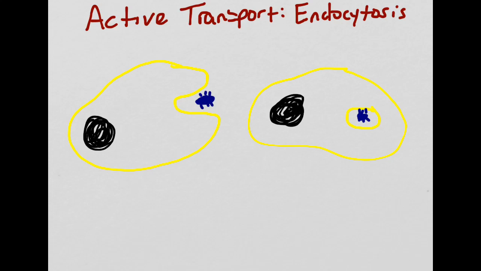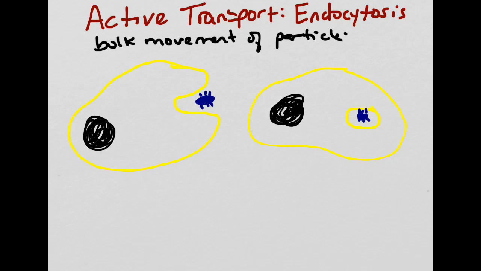Okay, here is a second type of active transport. This is endocytosis. We use this for bulk movement of particles inside. So bringing them inside the cell. Large particles, bulk meaning large. Big things that can't possibly get through a membrane protein or through the plasma membrane.